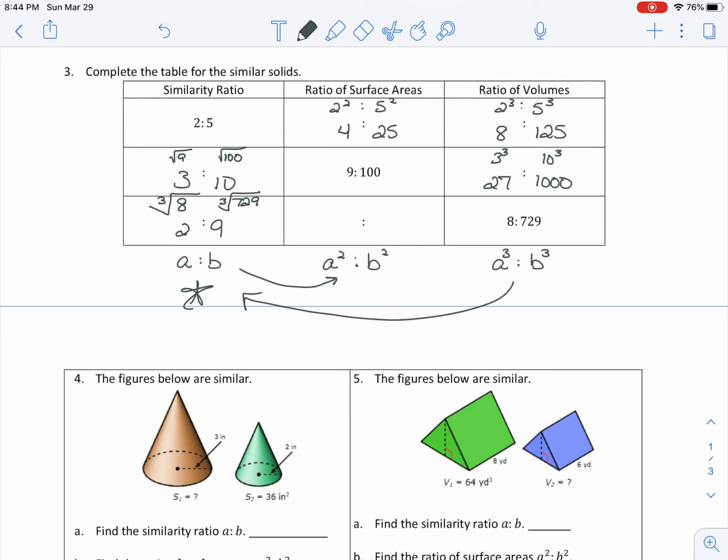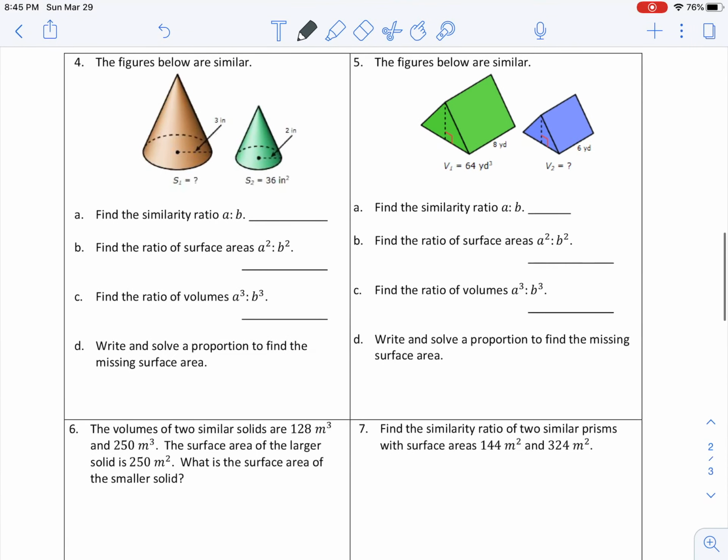Once you have home base, you can get to the others by either squaring or cubing, depending on what row you're looking for. Surface area is that initial similarity ratio squared. So that means 2 squared and 9 squared. So that ratio would have to be 4 to 81.